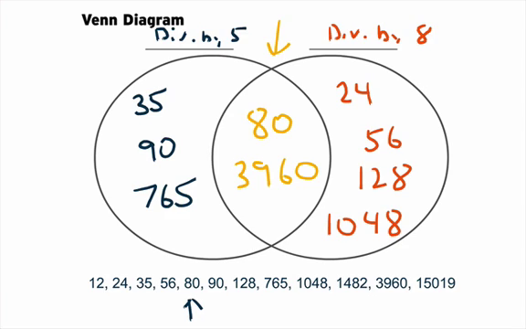Now there are a few numbers that are left over, and these numbers are not divisible by 5 and are not divisible by 8. They are not divisible by anything. We just leave these numbers outside the circles. Some examples of this would be the number 12, the number 1,482, and the number 15,019.